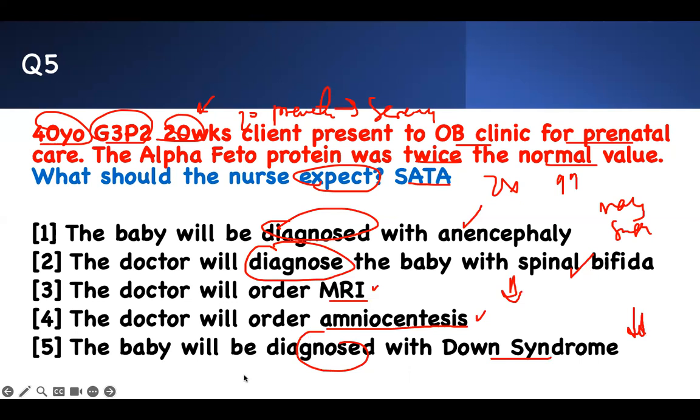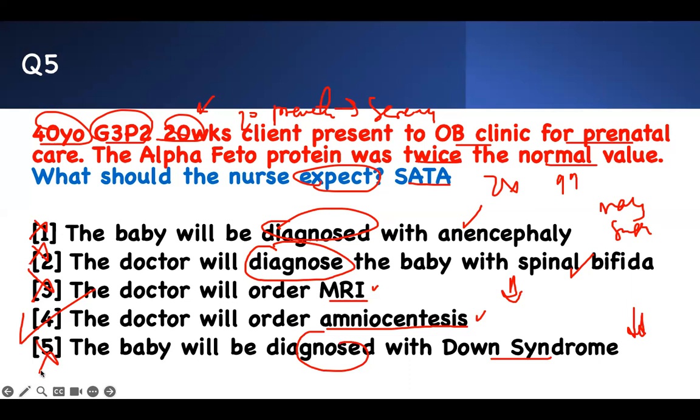So what is your right answer? It's a select or apply. The baby will not be diagnosed with anencephaly. The doctor will not diagnose the baby with spina bifida. MRI is not going to yield anything. We need tissue. Tissue requires biopsy. The doctor biopsy. The baby will be diagnosed with Down syndrome. No, alpha fetoprotein is too high. There's only one answer choice.